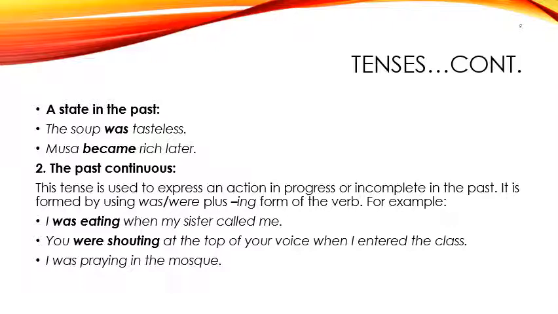Recall our discussion of verb forms. A verb taking ing, that is the present participle. Take a look at the example. I was eating when my sister called me. He was called already, but when he was called, he was eating. You were shouting at the top of your voice when I entered the class. Probably the lecturer is referring to a group of students. That's why we use were. I was praying in the mosque. Can we see?